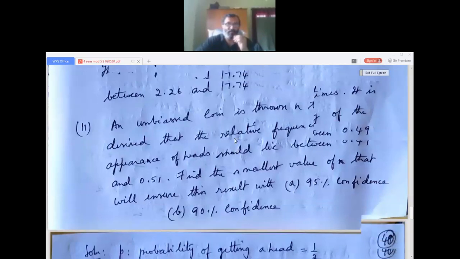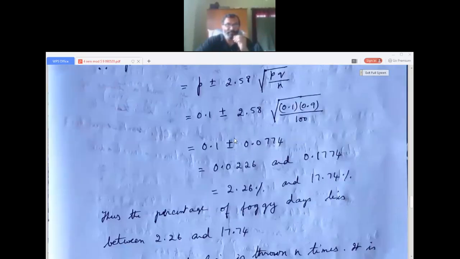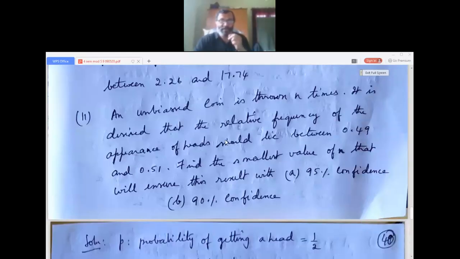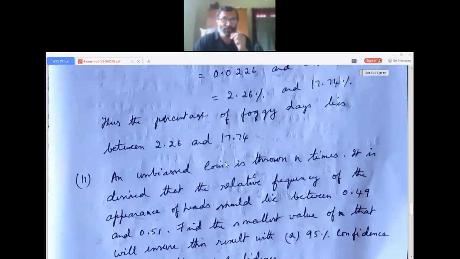See, an unbiased coin is thrown n times. It is desired that the relative frequency of the appearance of head should lie between 0.49 and 0.51. Find the smallest value of n that will ensure this result with 95% confidence A and 90% confidence B. Is it not?